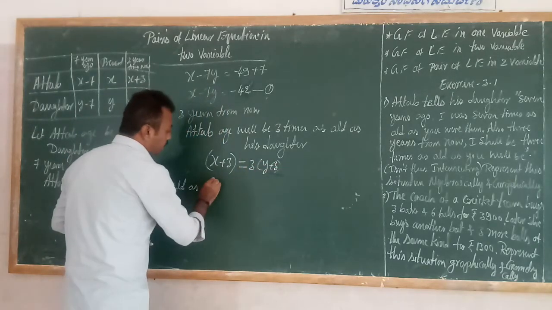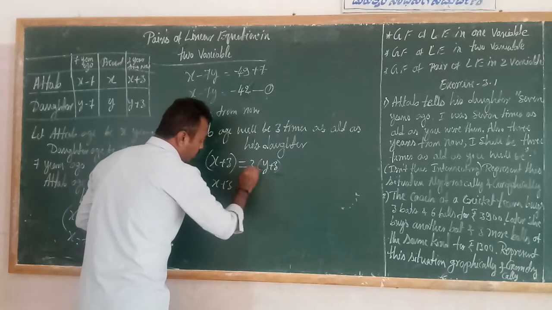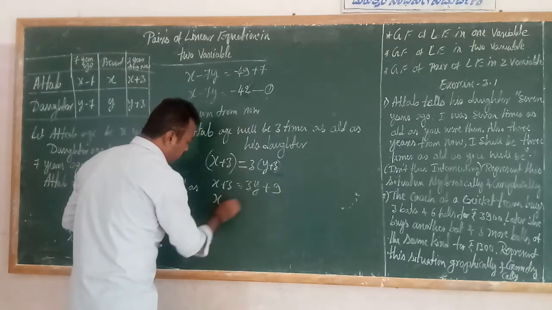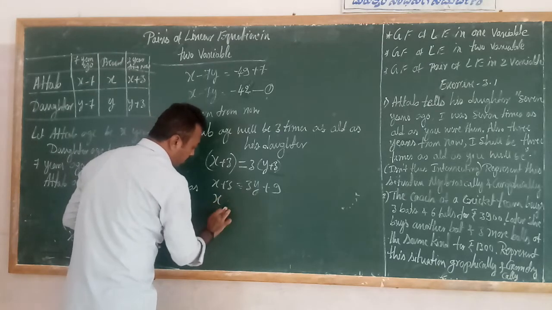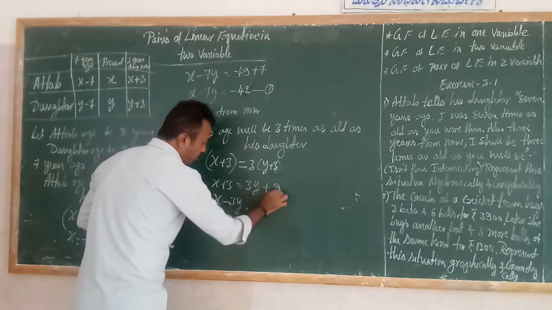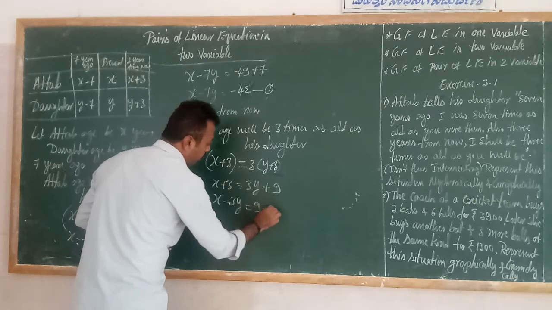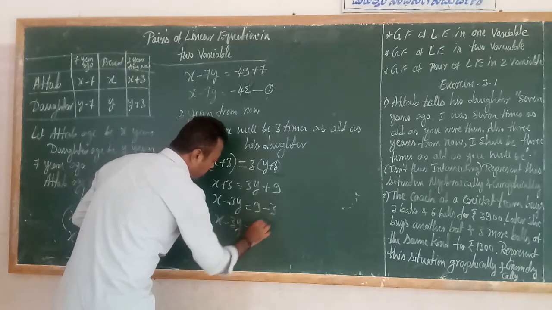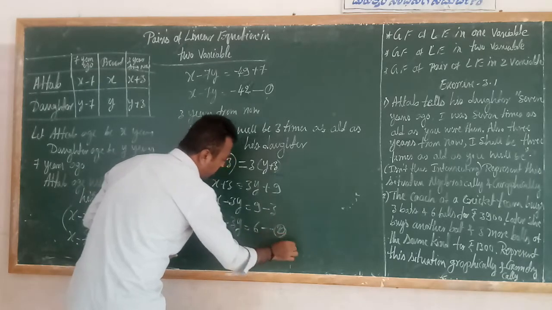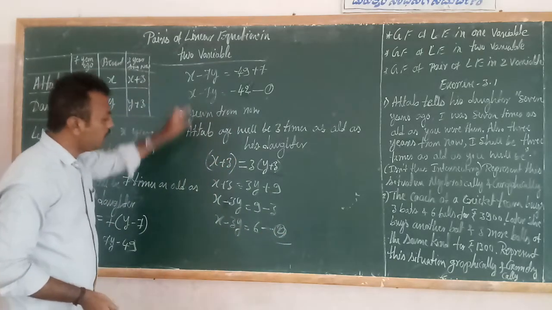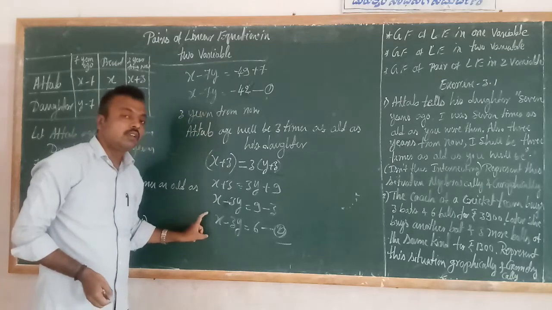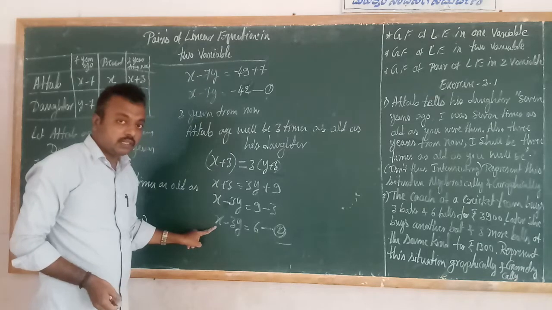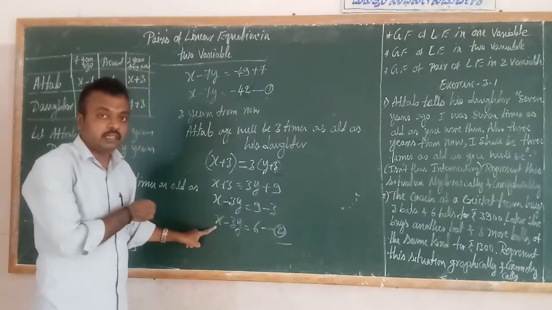Okay. Next, you have to simplify. X plus 3 is equal to 3 into y plus 3, which is 3y plus 9. So x minus 3y is equal to 9 minus 3, which is equal to 6. This is equation number 2. So these first and second equations, if you are solving graphically, if you draw the graph on a graph sheet, then you can easily find the solution.